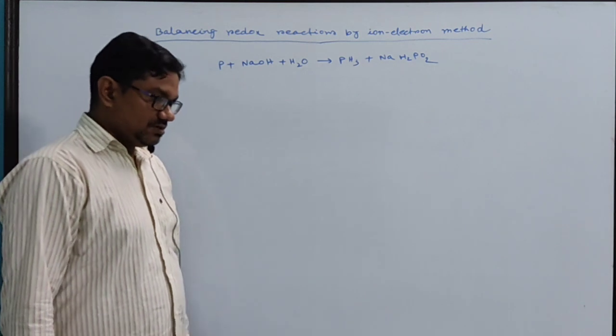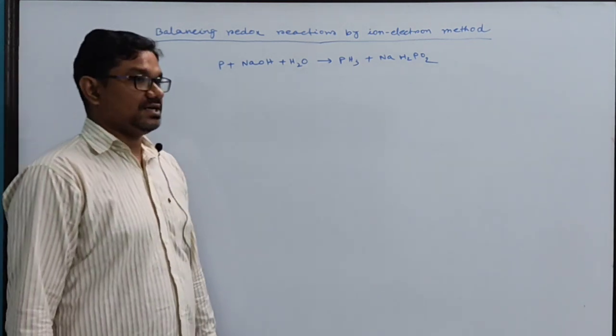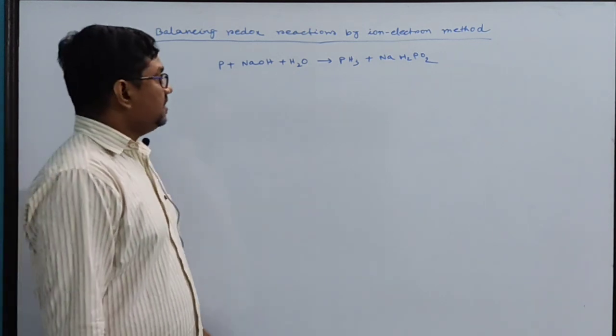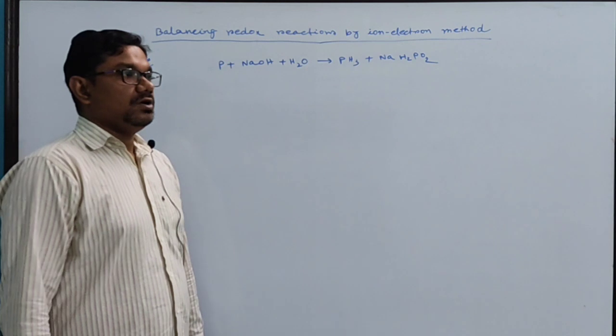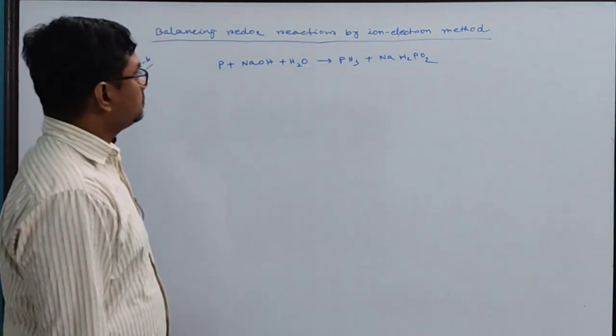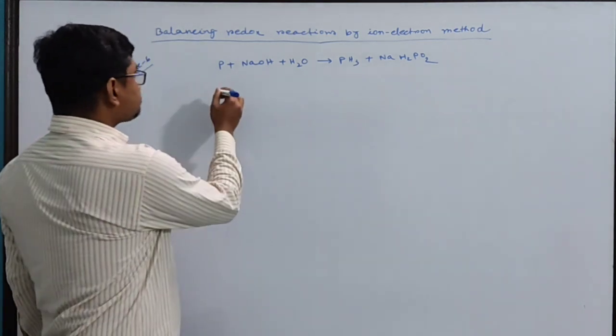As I said in my last video, for balancing in the alkaline medium we cannot use any H plus ion. Here we have to use only OH minus ions and water molecule. So first write it in ionic form.